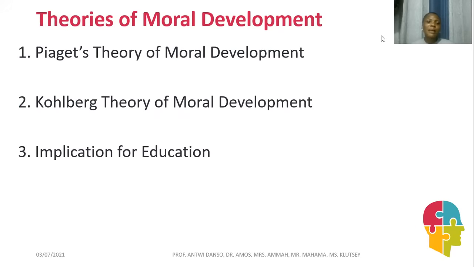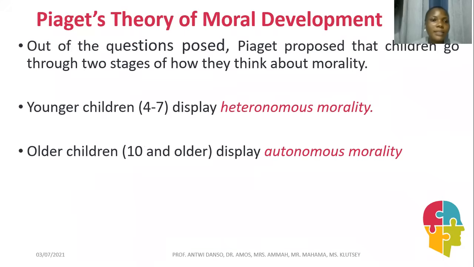So let's look at some theories of moral development. The first one is Piaget's theory of moral development, and the next one is Kohlberg's theory of moral development. We'll look at them and we'll also look at their implications for education. So let us look at Piaget's theory.